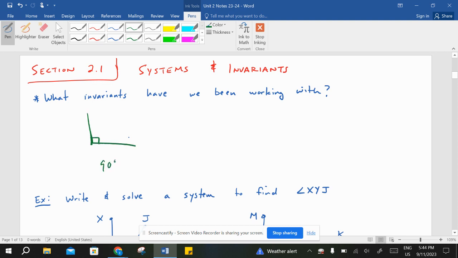So 90-degree invariants. We've had something like this with linear pairs that are equal to 180 degrees, or triangles as well. And then you have something like we were talking about segments and midpoints and how they are equal. Those three main invariants, we're going to continue working with.